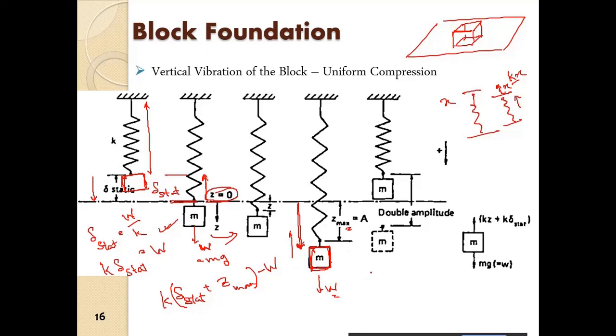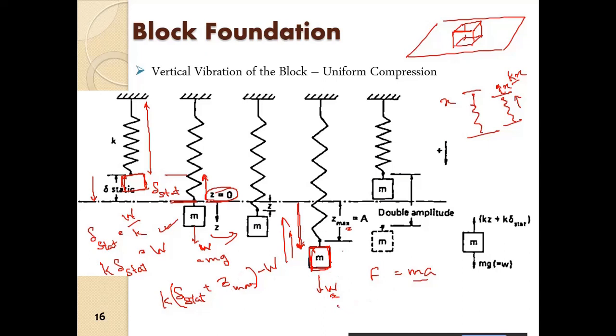So we know F is equal to ma. The person pulls the mass downward up to a distance Z max and releases the hold. As soon as he releases the hold, the spring will pull the mass up. So the mass will accelerate, and that is the acceleration, ma. So what are the forces acting? We have W in the downward direction, and K delta static plus Z max in the upward direction.